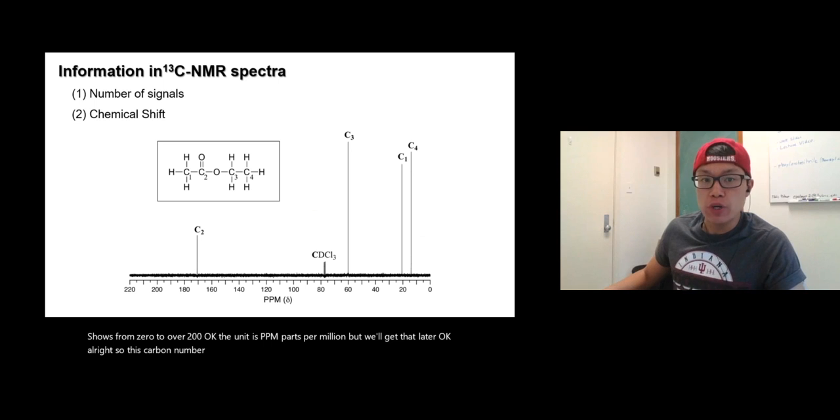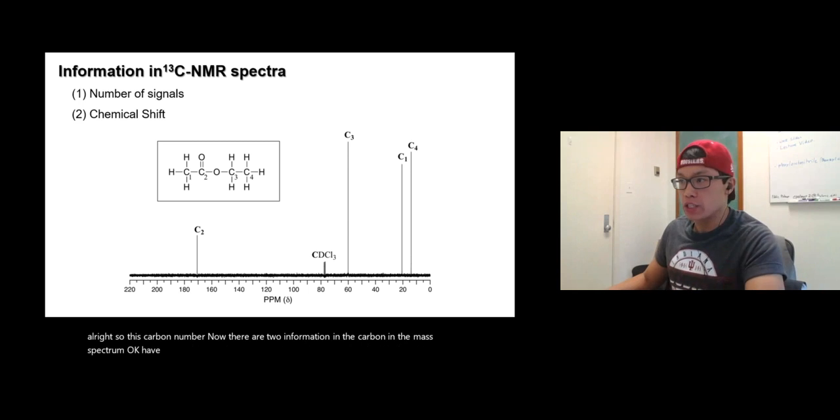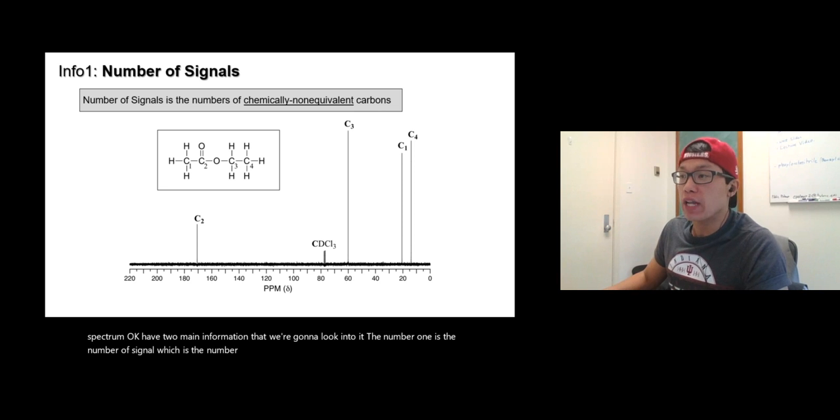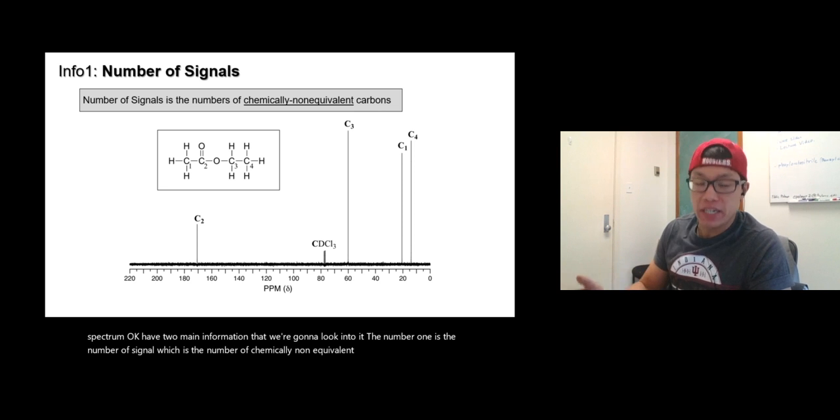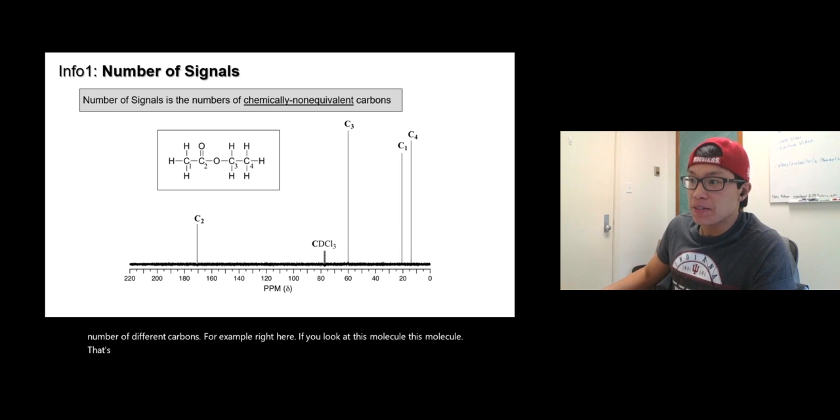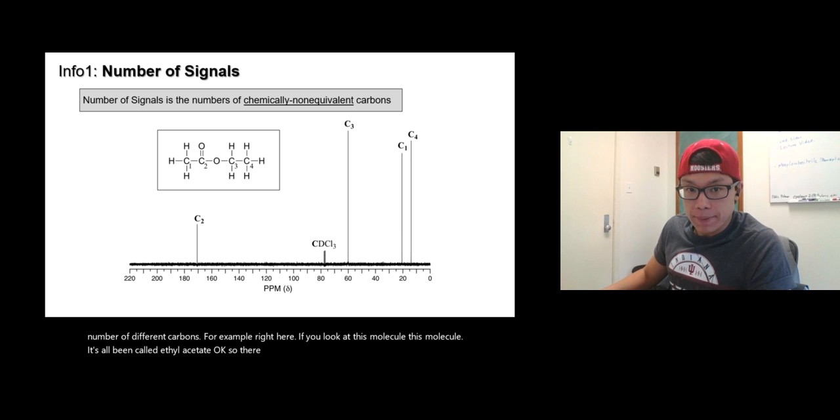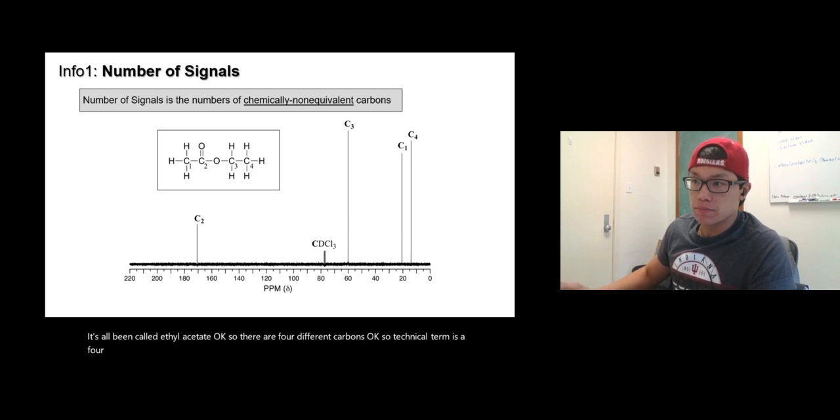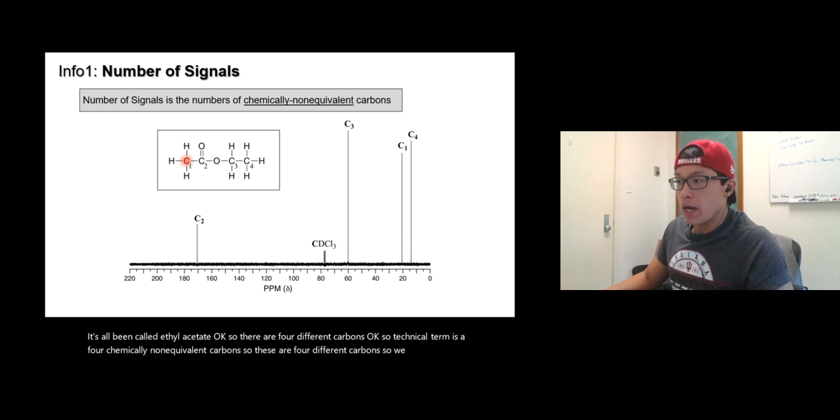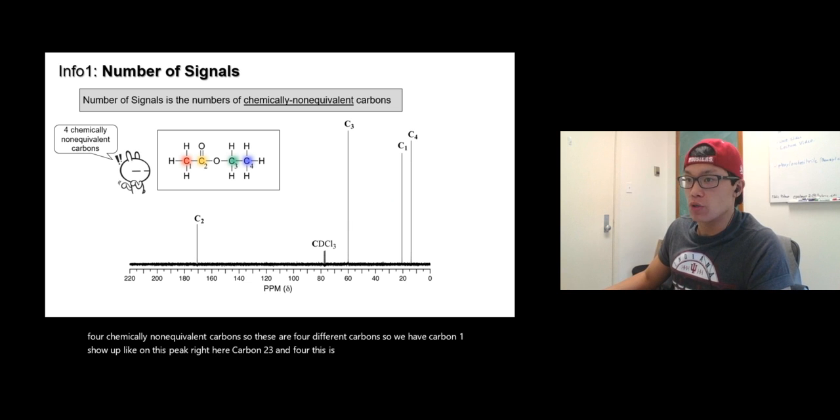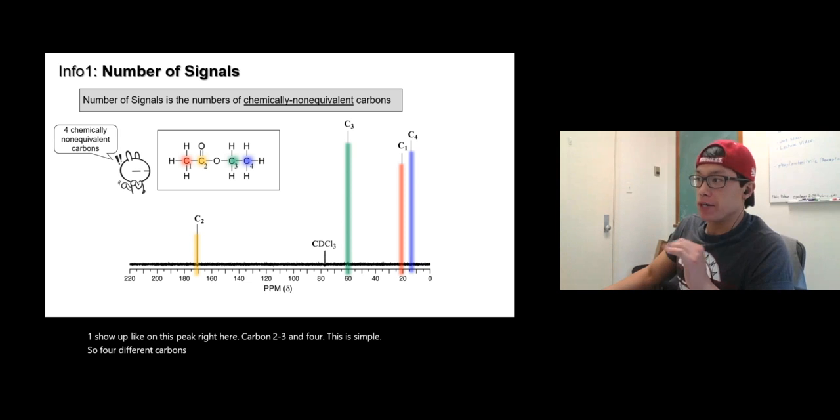Now there are two main pieces of information in the carbon NMR spectrum that we're going to look into. Number one is the number of signals, which is the number of chemically non-equivalent carbons, basically the number of different carbons. For example, this molecule is a solvent called ethyl acetate. There are four different carbons, so we have carbon 1 showing up on this peak right here, then carbon 2, 3, and 4. This is simple.